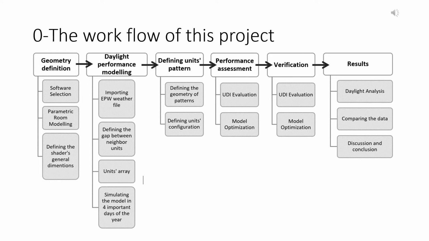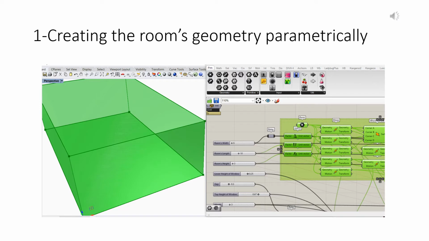during this project. In order to start in Grasshopper programming, I created a parametric room whose dimensions are all changeable. So whenever you define the numbers for x, y, and z, you can define the dimensions of the room, all parametrically.